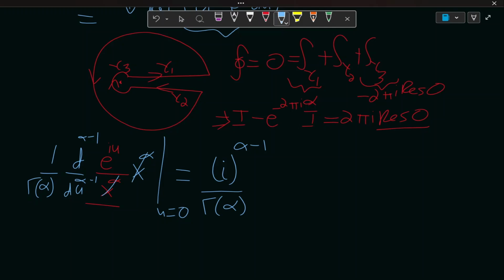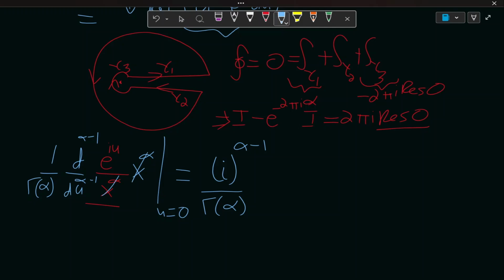And this just comes from the fact that whenever we differentiate e to the iu however many times, we're just going to get i to the however many times we decide to differentiate it. e is one of the few functions, in my experience, that you're able to do this with. You have to be a bit careful, but it does actually work in this case, which is very neat.